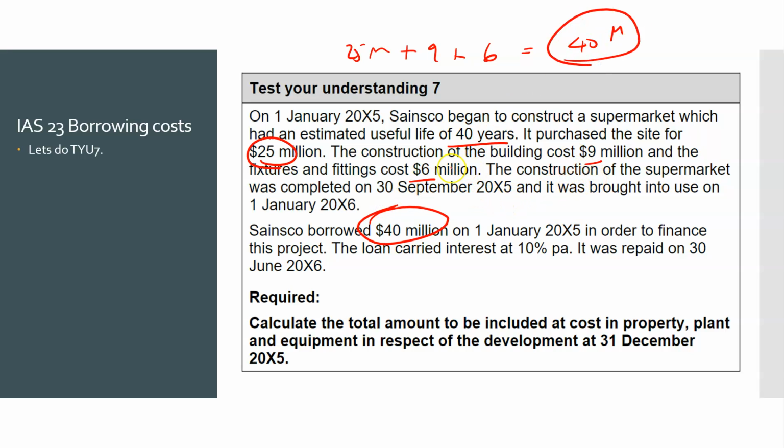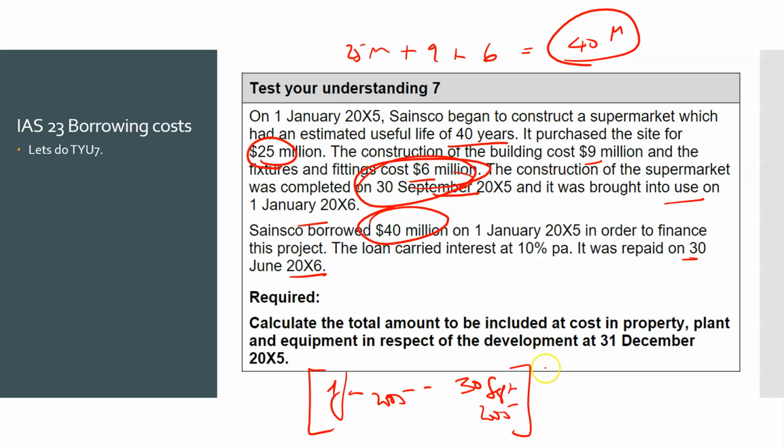And we borrowed the money on the 1st of January, but construction stopped on the 30th of September. So yes, it was brought into use on the 1st of January, but this is when construction stopped. And that's the important thing. And you repaid the loan on the 30th of June 2006. So the key point is, like I said, you can borrow money and do different things with it. You can borrow money to lend money. That's your business. My point is, as far as the capitalization of any costs is concerned to do construction, you can only do it for the period in which you're constructing, and that is 1st of January 2005 to the 30th of September 2005.